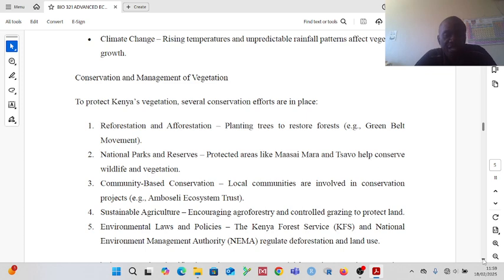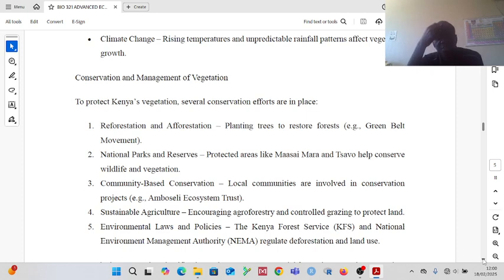We create national parks and reserves, because these are protected areas. An area that is protected means access is restricted. So within that area, we can conserve not only wildlife, but also vegetation. You can come up also with community-based conservation, where the local communities are involved in most of the conservation efforts. You can also encourage sustainable agriculture, where you encourage agroforestry and some aspects of controlled grazing so that you can protect that land.